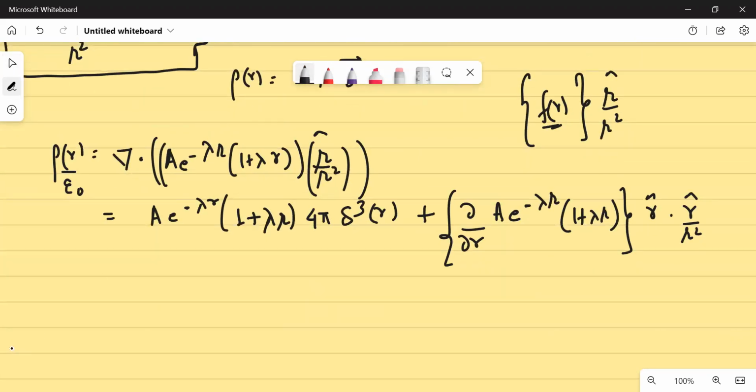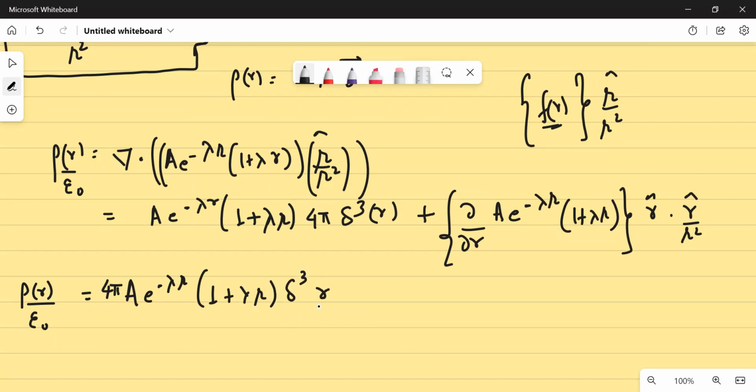So overall, if I just find this rho as a function of r upon epsilon naught, you'll find A e to the power minus lambda r, and you have 1 plus lambda r, and this will be 4 pi, and this will be Dirac cube of r. Is that clear? And for simplicity, I know that this is valid only for r equal to 0, so you can also place r equal to 0 here and forget about it. So you'll have this 4 pi A, and e to the power minus lambda 0 also will become 1. If you want to do that, you can do that.